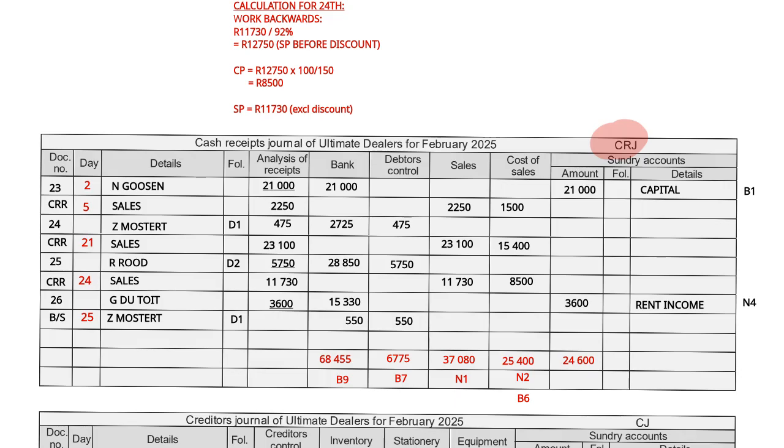Now we've completed the CRJ. Now let's do our creditors journal.